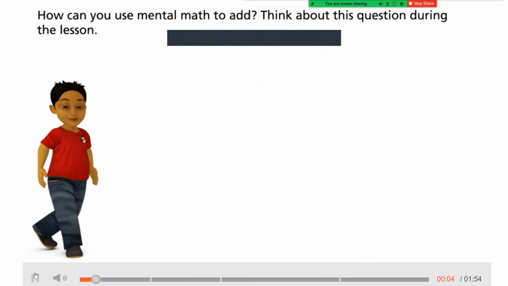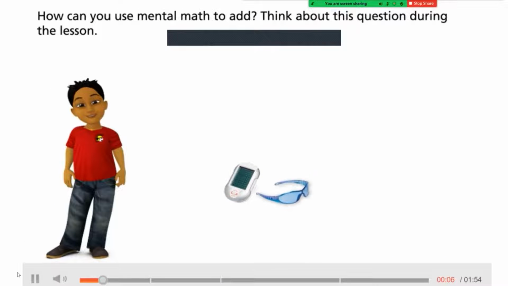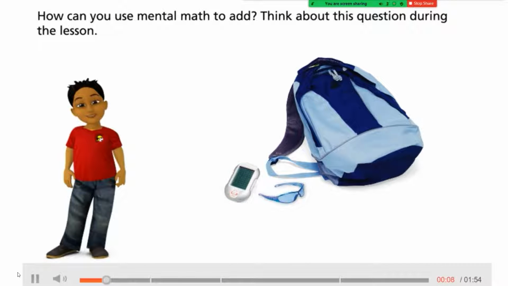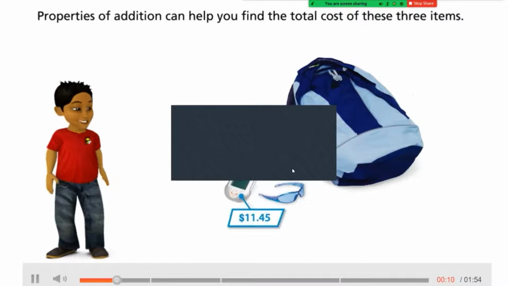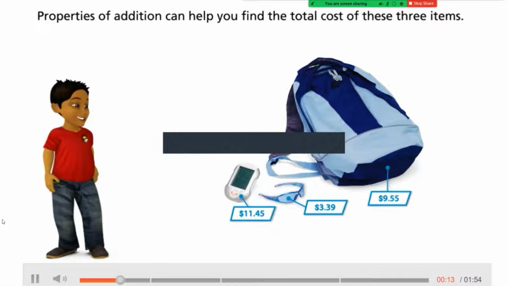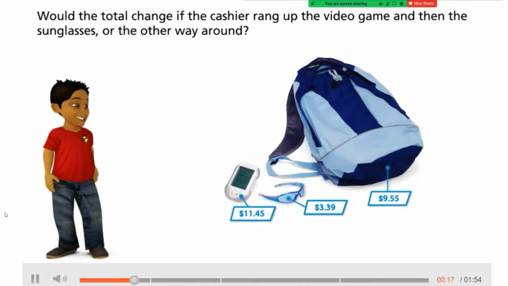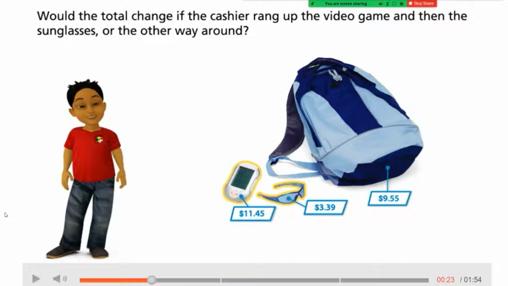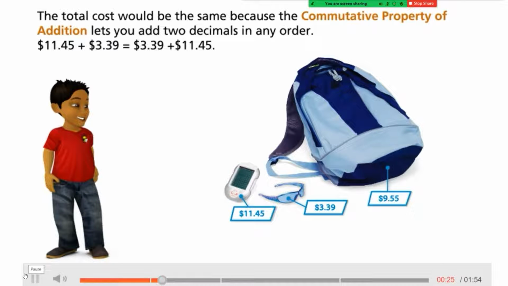How can you use mental math to add? Think about this question during the lesson. Properties of addition can help you find the total cost of these three items. Would the total change if the cashier rang up the video game and then the sunglasses, or the other way around? The total cost would be the same because the commutative property of addition lets you add two decimals in any order.